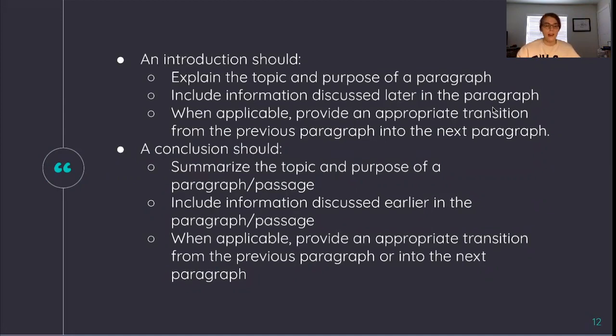Conclusions should summarize whatever the passage or paragraph is saying, include information discussed earlier in the paragraph, and also help transition. So it's a lot of the same, but we just need to make sure that those things are staying within the topic of the rest of the paragraph, aren't coming out of nowhere, and aren't really awkward when it comes to these transitions that we're looking for in the writing sections.